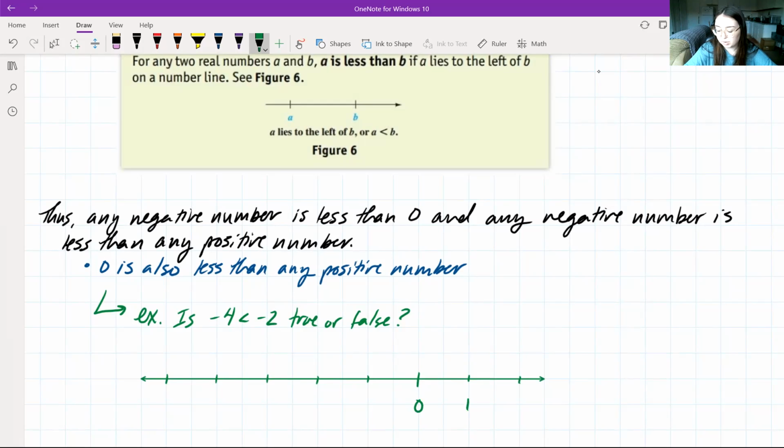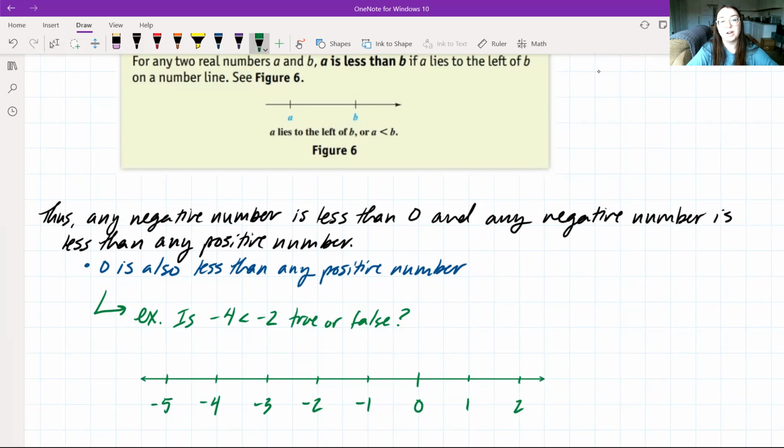So we'll say 2 boxes to the right is 1, another 2 boxes to the right is 2. Then, once again, starting at 0, 2 boxes to the left will be -1. 2 more boxes to the left will be -2. 2 more boxes to the left will be -3. 2 more boxes to the left will be -4. 2 more boxes to the left will be -5.